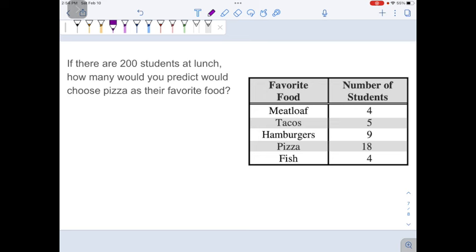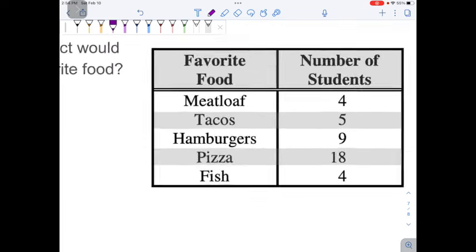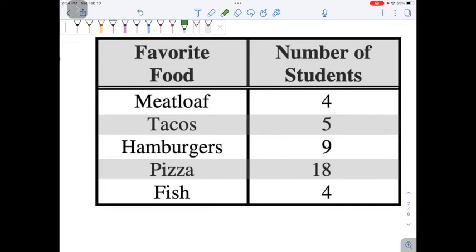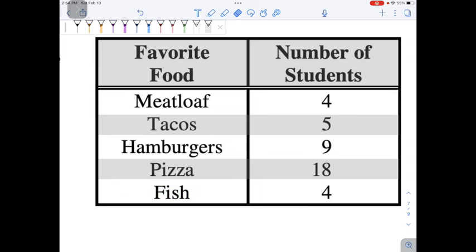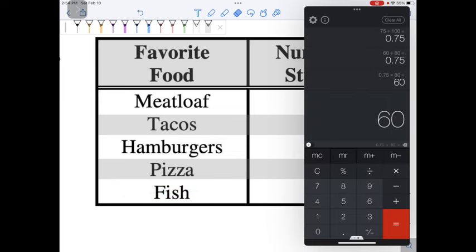There are 200 students at lunch. How many would we predict would choose pizza as their favorite food? Well, we could look at this experimental probability and see 4 people pick meatloaf, and 5 people pick tacos, 9 people picked hamburgers, 18 people picked pizza, and 4 people picked fish. That doesn't look anything close to 200. Let's find out how many that actually is.